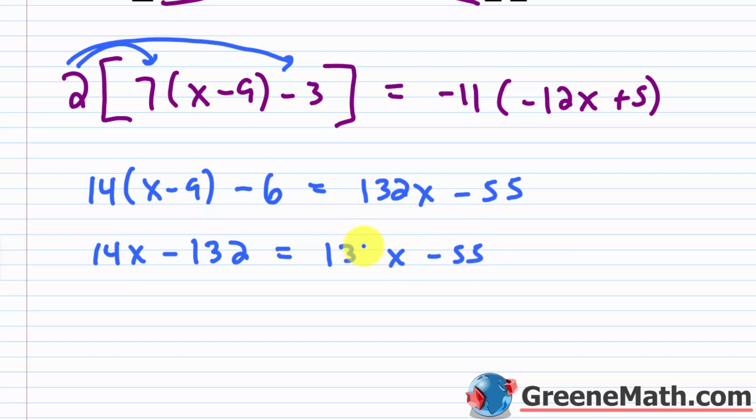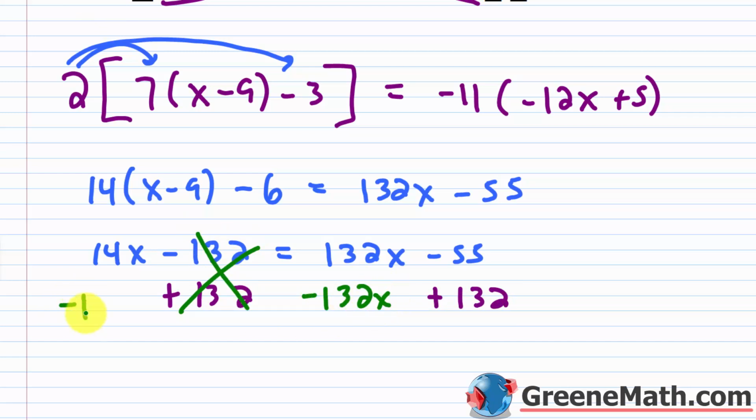Okay, so let's go ahead and solve this guy. I'm going to add 132 to each side of the equation. So we know that this is going to cancel. Then I'm going to subtract 132x away from each side of the equation. So this is going to cancel. So 14x minus 132x is negative 118x. And this equals, you've got negative 55 plus 132, which is 77.